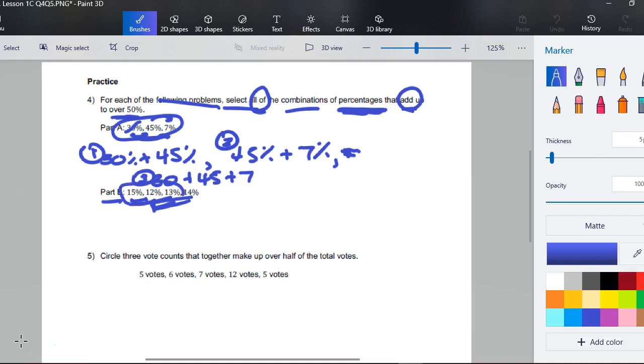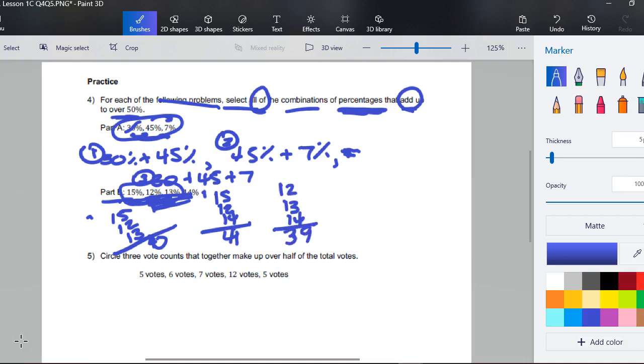So when I take these first 3, I get 15, 12, and 13. So 7, 8, 9, 10, 40. Nope. So let me take 15, 12, and 14. 15, 12, 14, 9, 10, 11, 41. Nope. Let me take the last 3. 12, 13, 14. Oop, that was it. 7, 8, 9, 39. Nope.